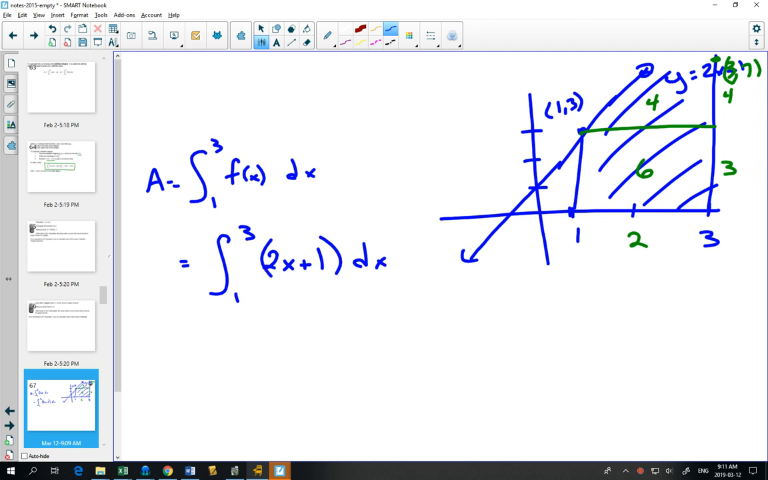How hard is that integral to integrate? Not hard at all. So the next step, we'll write the integral. It'll be 2x squared over 2, or you could just write x squared. Add 1 to the exponent and divide, plus x. We don't write the plus C when we're doing the definite integral, but we write our bounds there, that we're still going from 1 to 3.